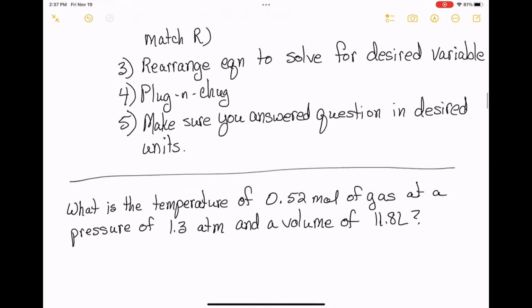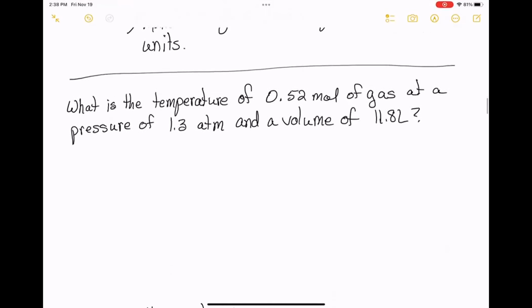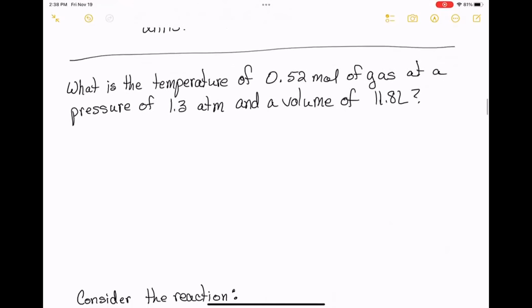So now what we're going to do is we're actually going to work some problems. So let's just start off with this first problem. What is the temperature of 0.52 moles of gas at a pressure of 1.3 atmospheres and a volume of 11.8 liters? So I've been asked to solve for the temperature of 0.52 moles of gas at a pressure of 1.3 atmospheres and a volume of 11.8 liters.